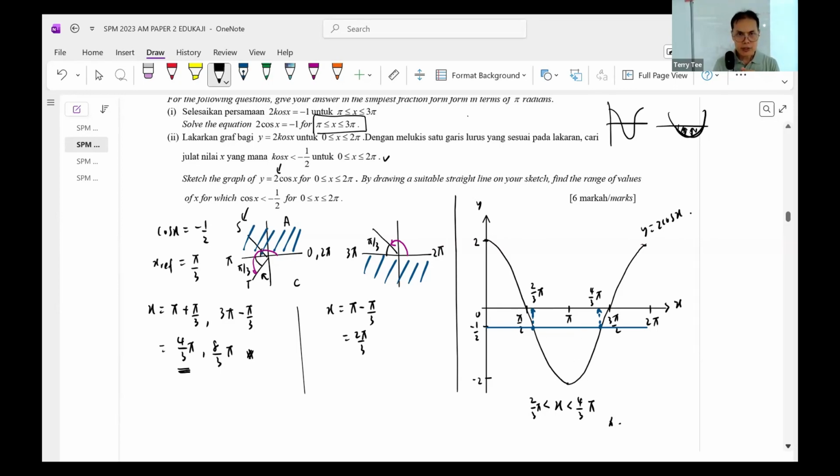Do you need to do anything else? No. You're finding the range of values of x. Yeah, your range of values of x is between these two, and we're good.